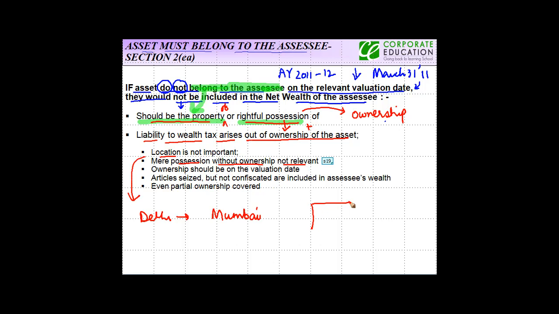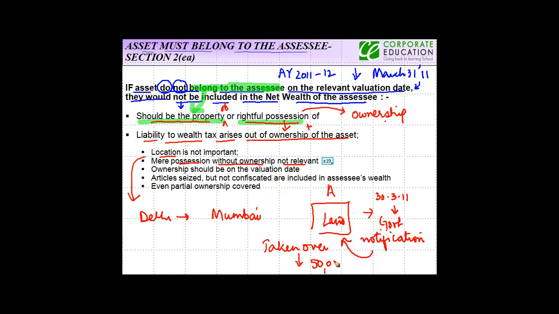Now, let's say there was a piece of land which is owned by A. Okay? On 30th of March 2011, the government gives a notification that this piece of land is now going to be acquired or taken over by the government. Right? And the government is going to give, let's say, 50 lakh rupees to A.